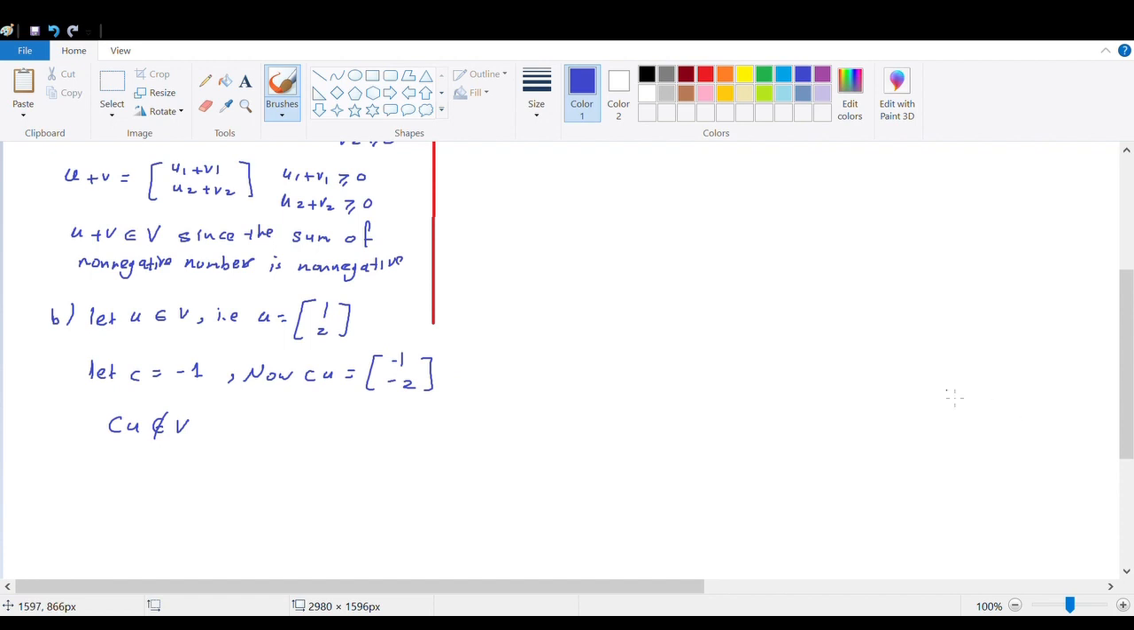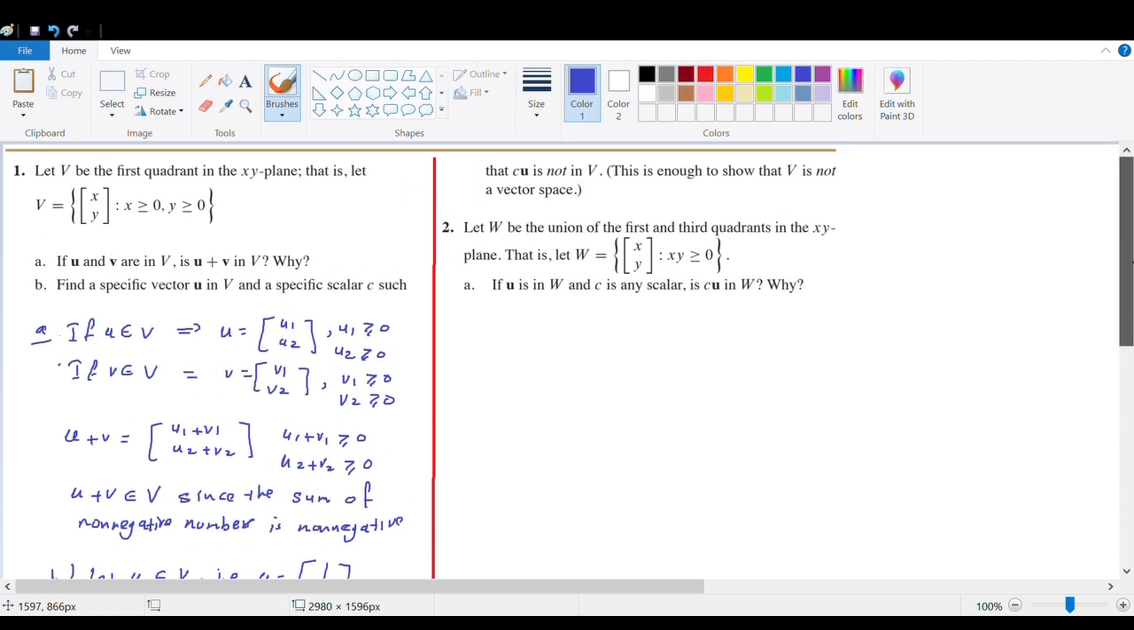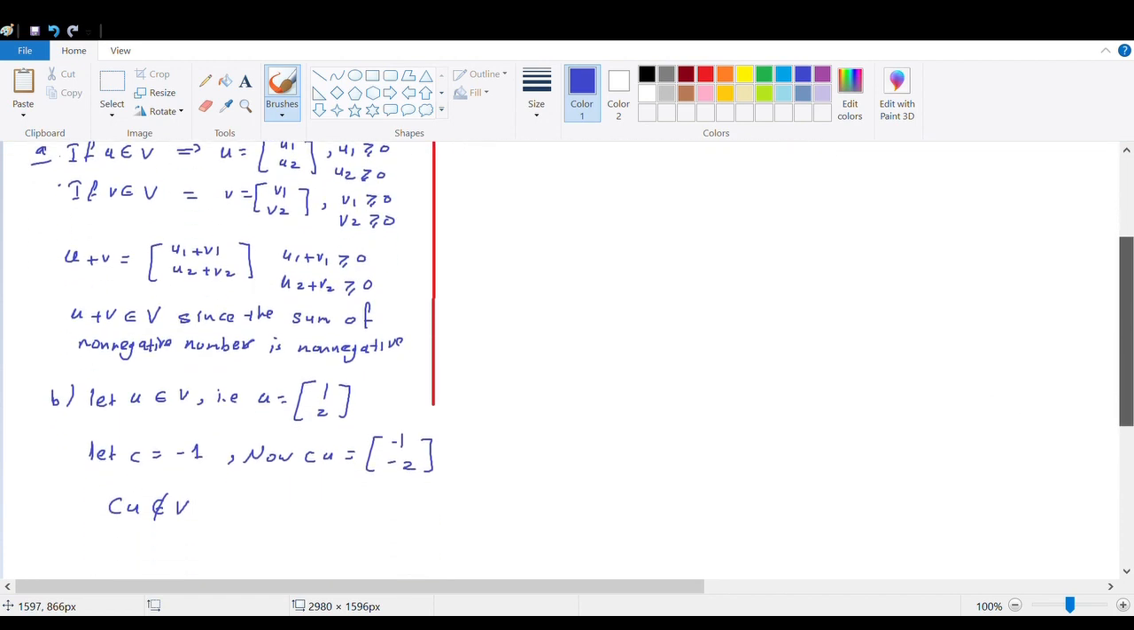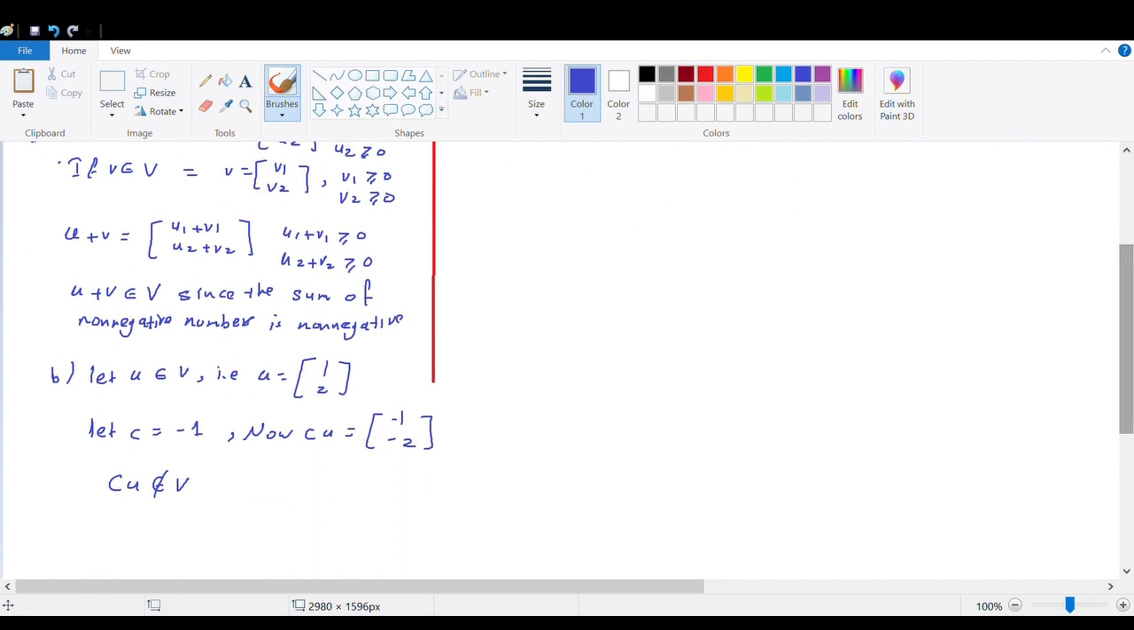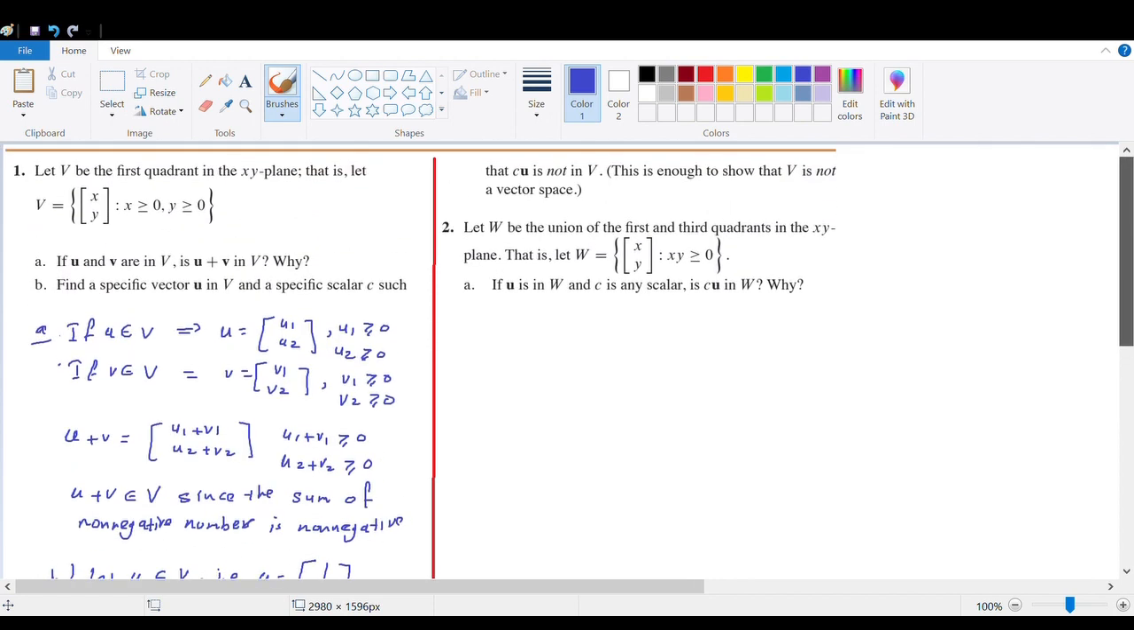The first entry is negative and the second entry is negative. We want both of them to be non-negative; that would give us a vector in V. But here we have both of them negative, so cu is not in V. That means it is not a subspace, or it is not a vector space.